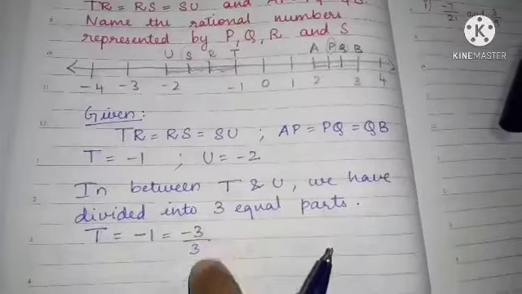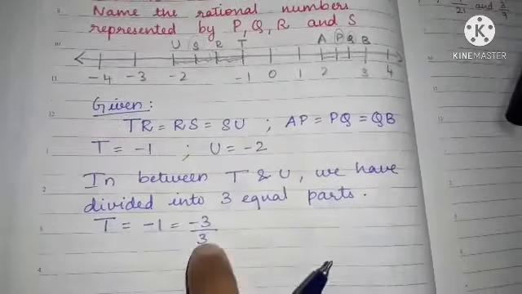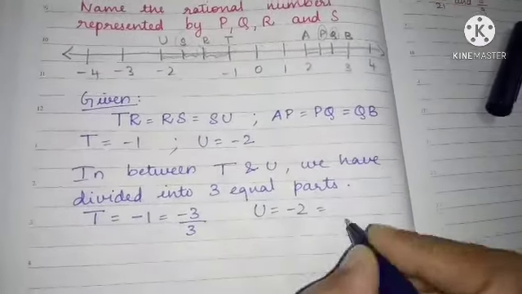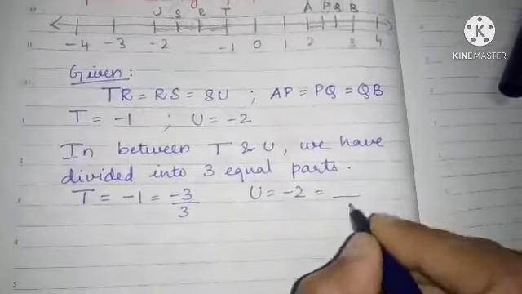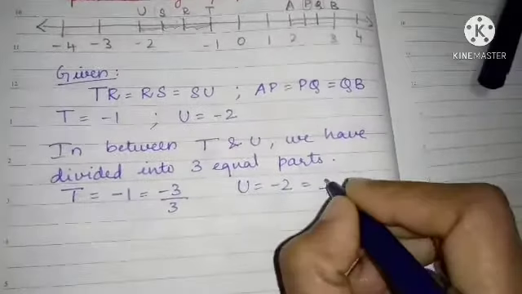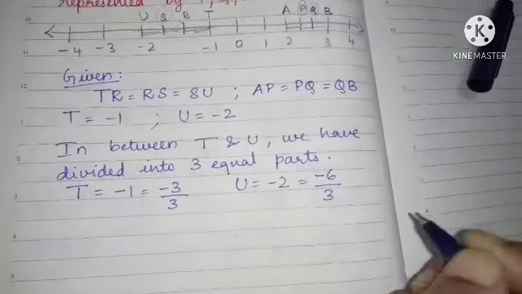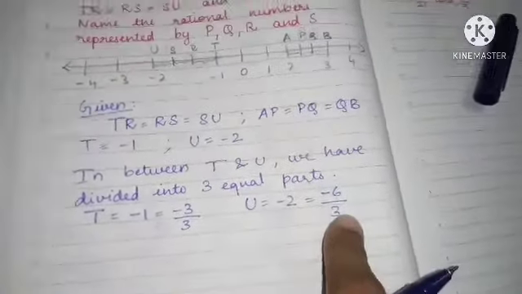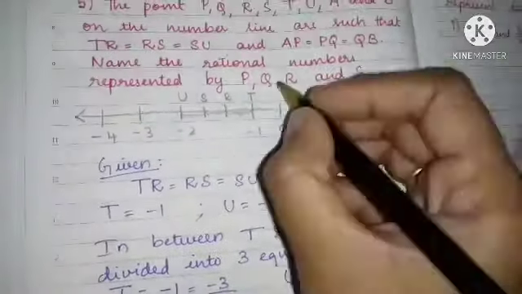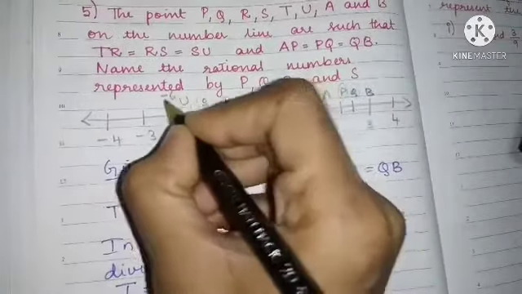Upon multiply and divide by 3, if I cancel this, I will get minus 1. So instead of minus 1, I am writing minus 3 by 3. Then U is equal to minus 2. I want to get minus 2, but my denominator is 3 because we have divided into 3 equal parts. Upon what you will get? Minus 6. 3 ones are 3, 3 twos are 6. So U can be written as minus 6 by 3. Now listen. T can be written as minus 3 by 3, U can be written as minus 6 by 3.